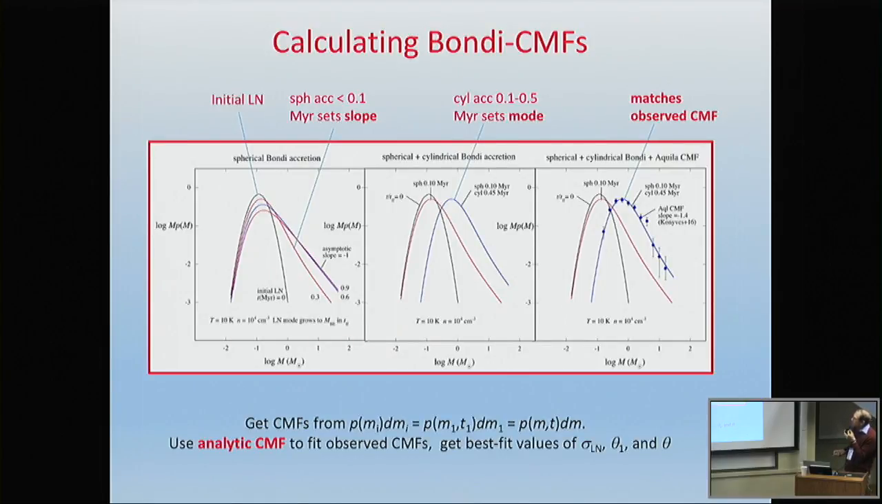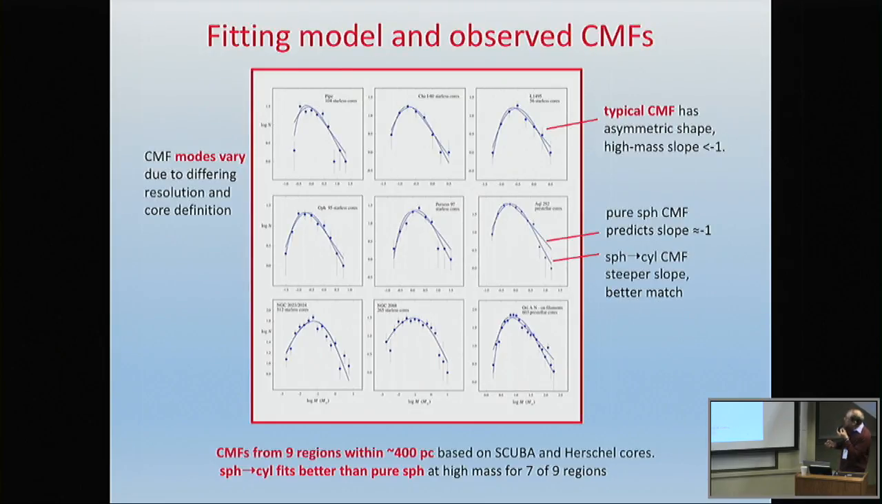So this might be useful because if you have an analytic expression, as we do for the CMF due to this two-step process, you can then use it to fit other observed CMFs. And that's what we have here. We've taken all the CMFs within 400 parsecs that have been published and have sufficient data. And you can see that although the modes will vary from one to the next because of differing resolution and core definition, the shapes of many of them are pretty similar.